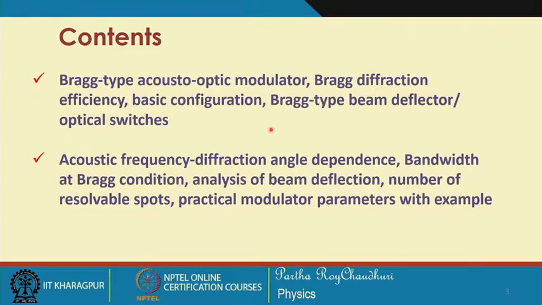Bragg-type deflection as a modulator, as a deflector, and it can also be used as an optical switch. We will see that. Then acoustic frequency and diffraction angle dependence, this analysis will also bring out. Then the bandwidth of the Bragg condition, and as a deflector we will analyze the performance of a modulator. In this connection, an important parameter is the number of resolvable spots and the parameters which are involved in the designing of a practical modulator with an example.